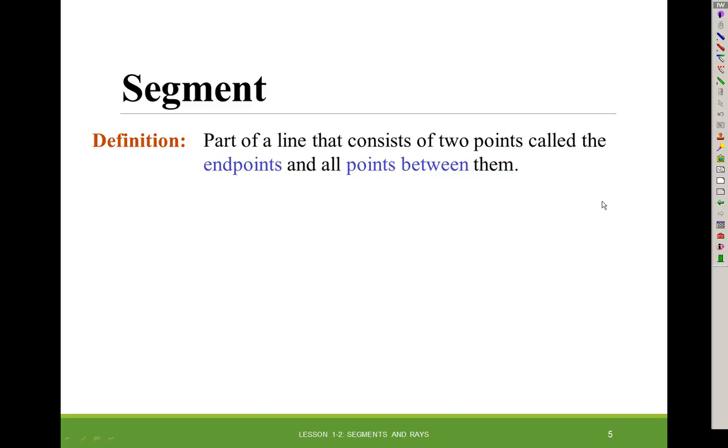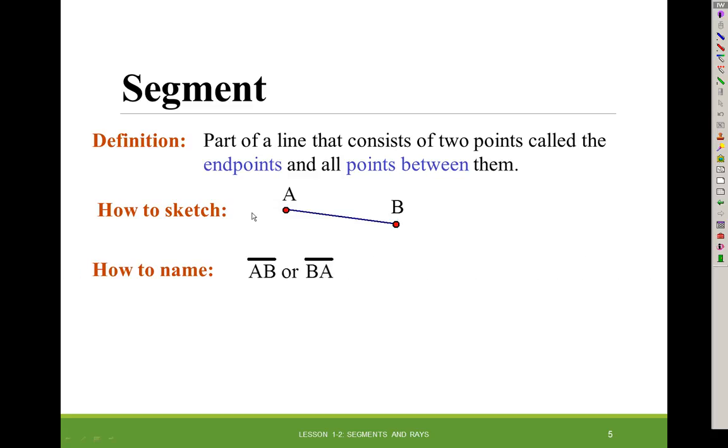So we're talking about segments. What is a segment? That's a part of a line that consists of 2 points called the endpoints and all points between them. If you want to draw a segment, you draw it like this. Draw a straight segment there, put a point on each end, name it with a capital letter, and this segment could be called segment AB or segment BA. The order doesn't matter.